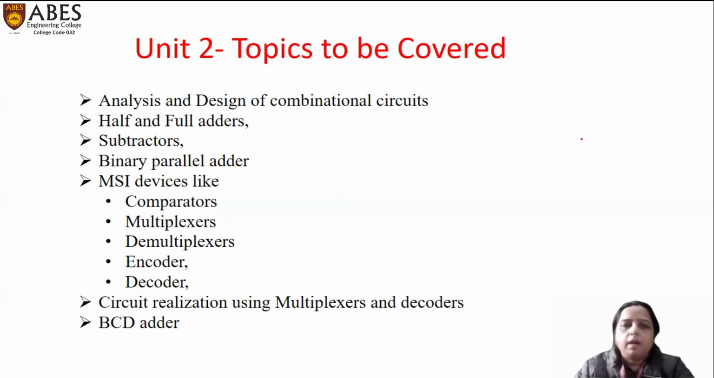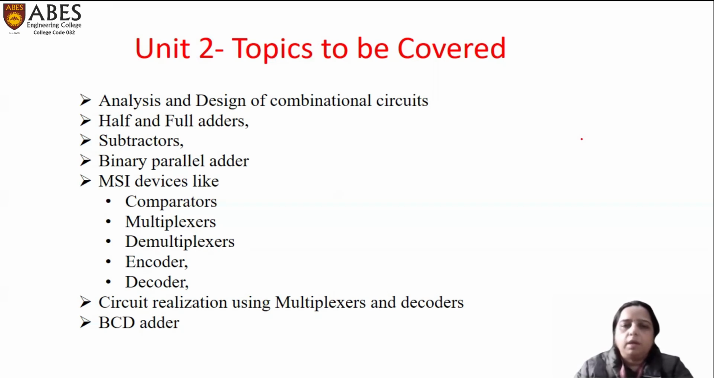In binary parallel adder, two numbers of more than 3 bits, or 4-bit numbers, can be added. Then we have some other devices like comparators, multiplexers, demultiplexers, encoder and decoder. So these different types of MSI devices or combinational circuits, like comparators, we would be discussing.